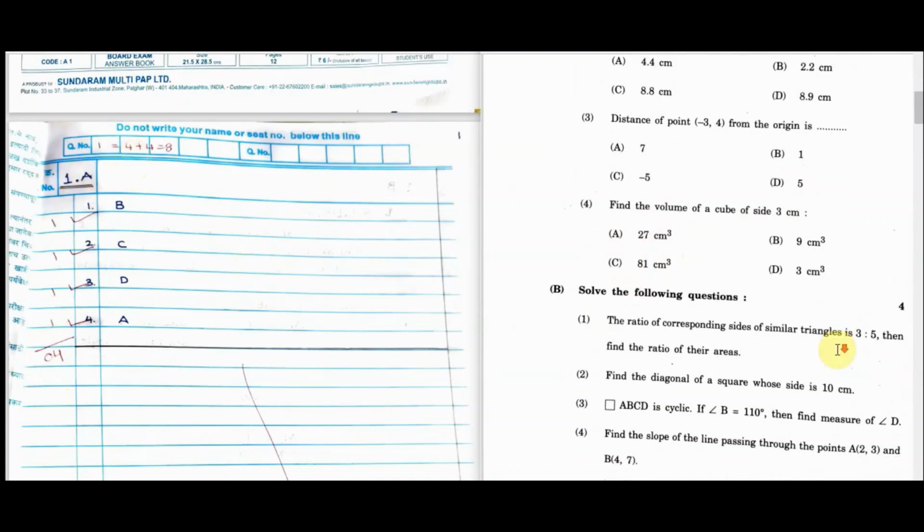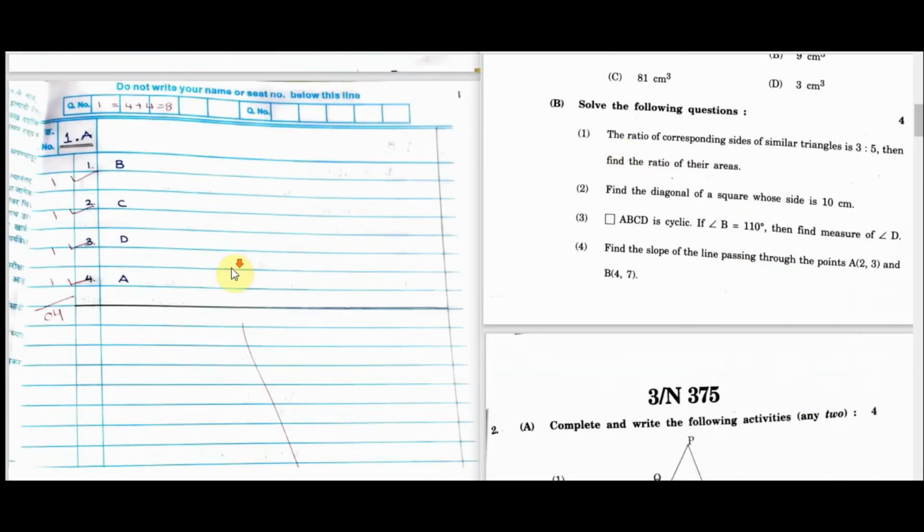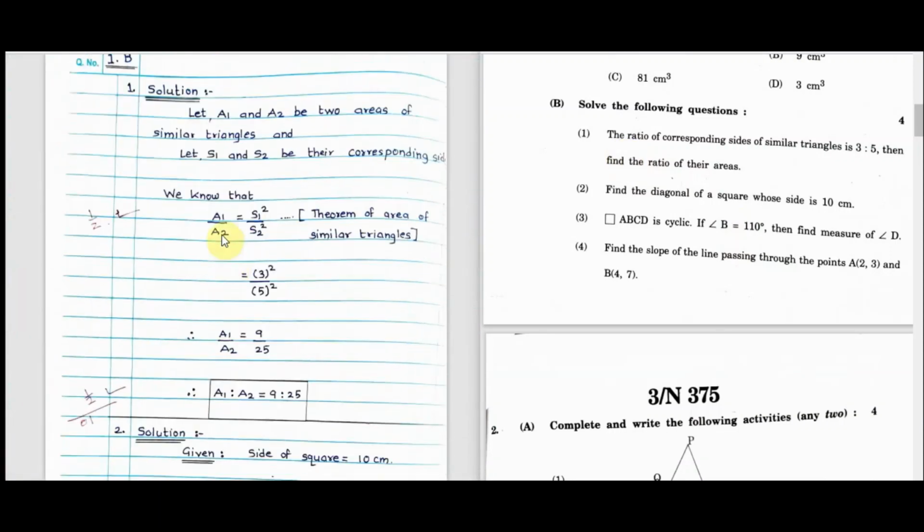Now question number 1B, all the 4 questions have to be solved compulsorily. See here, question number 1B, the first one. I am not explaining what is written and what the question is, I am just telling you how the marking scheme is. For writing this formula with the reason you get half mark, and for the rest of the calculation and the final answer you get half mark. Half plus half is 1 mark. So that is the first part.